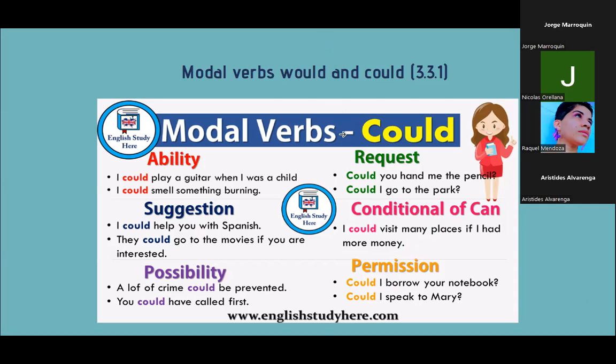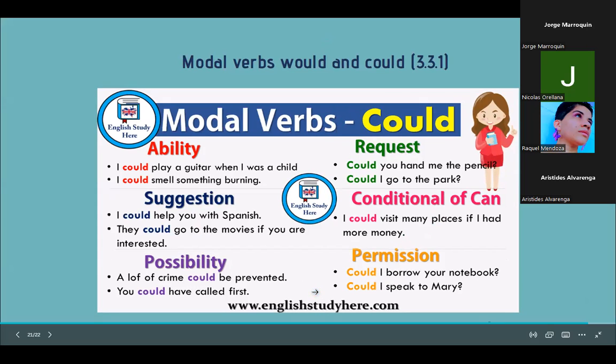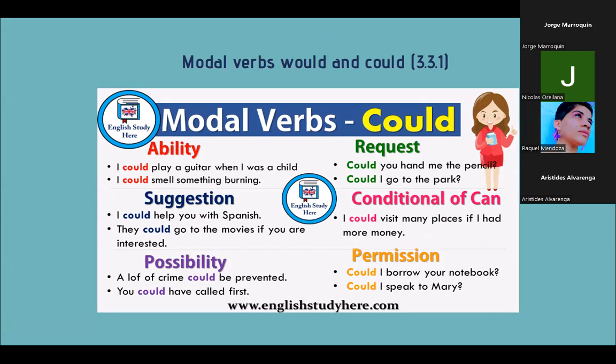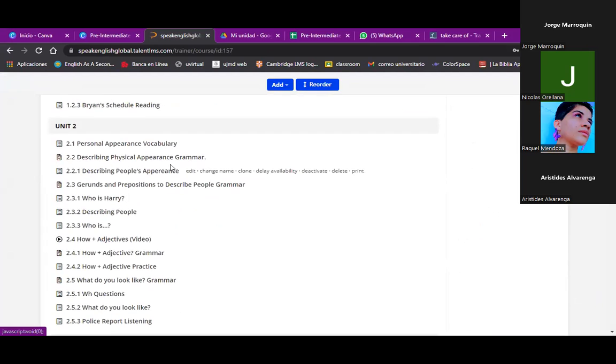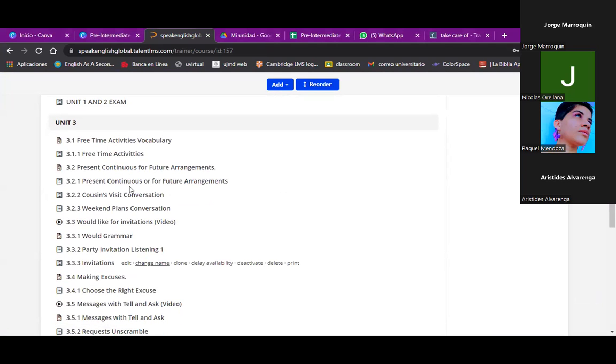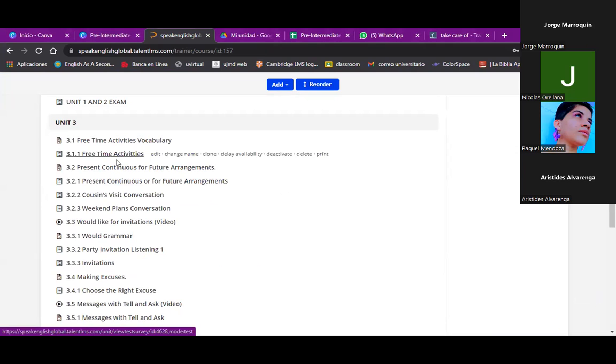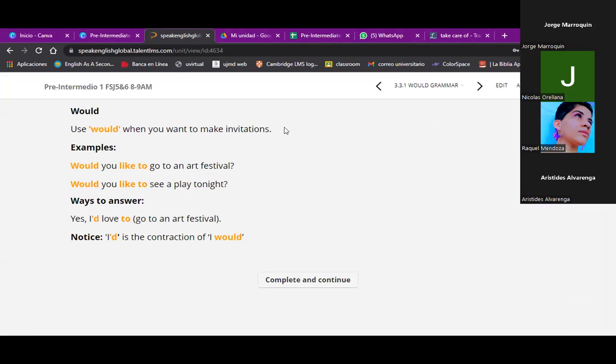No questions? No, teacher. All right. Take a screenshot or copy this information so that we can continue with would. The information of would is in the book. So let's go to exercise 3.3.1. Let's see here. Would grammar. All right.